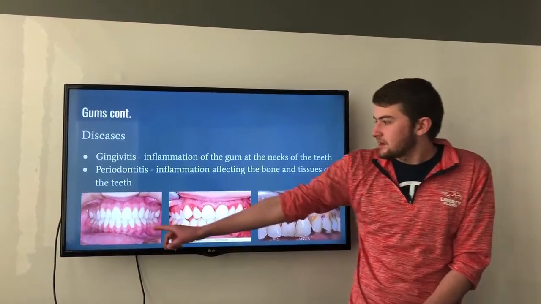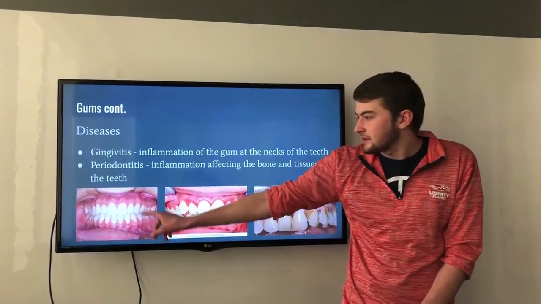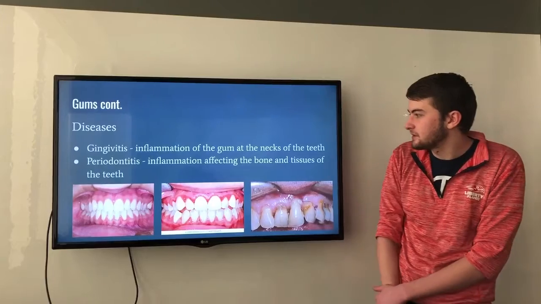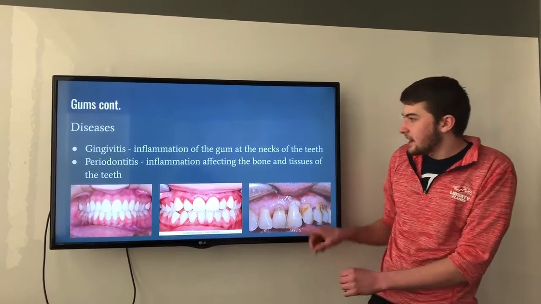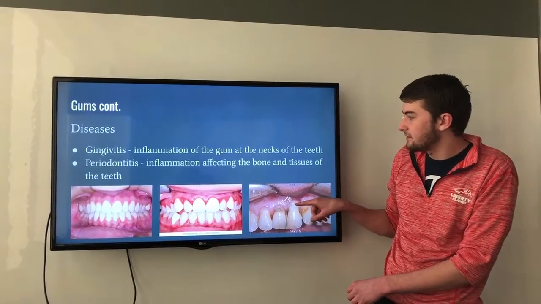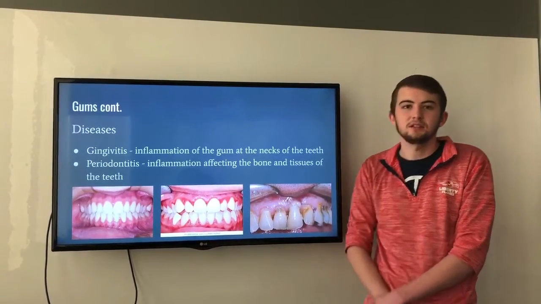Over here is a healthy set of gums, and this is gingivitis, which is inflammation of the gums at the neck of the teeth. And then this is periodontitis, which is inflammation that affects the bone and the tissues of the teeth.